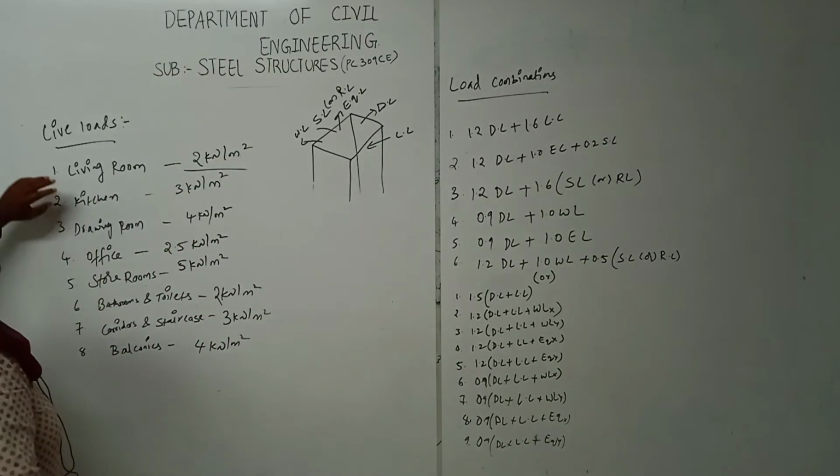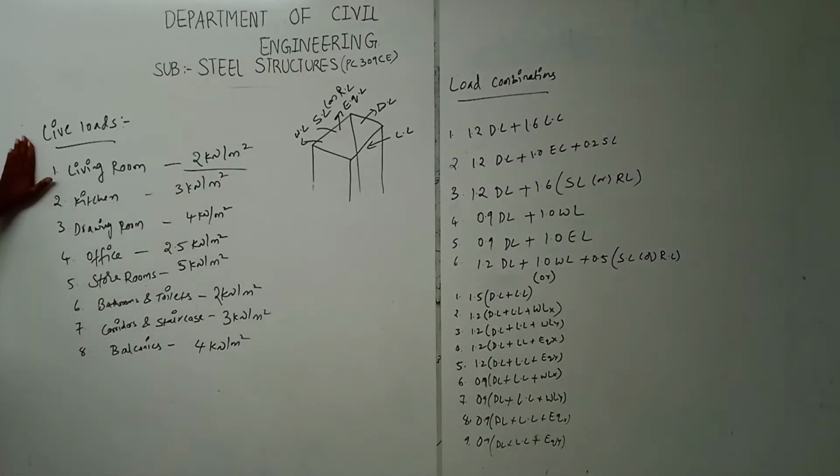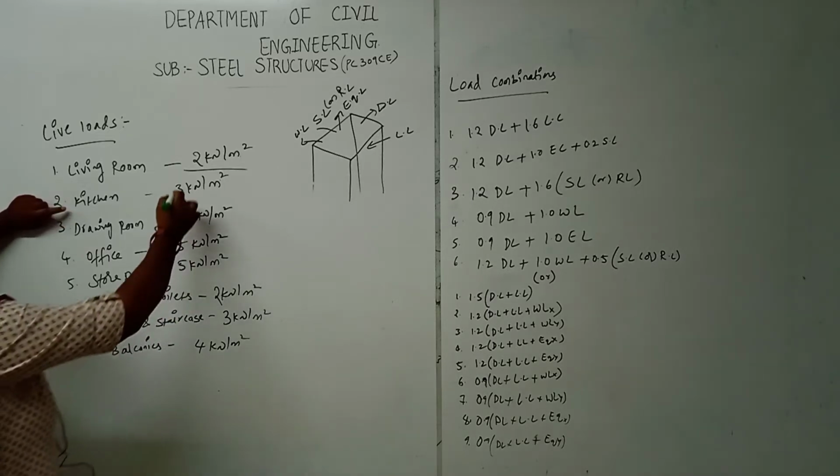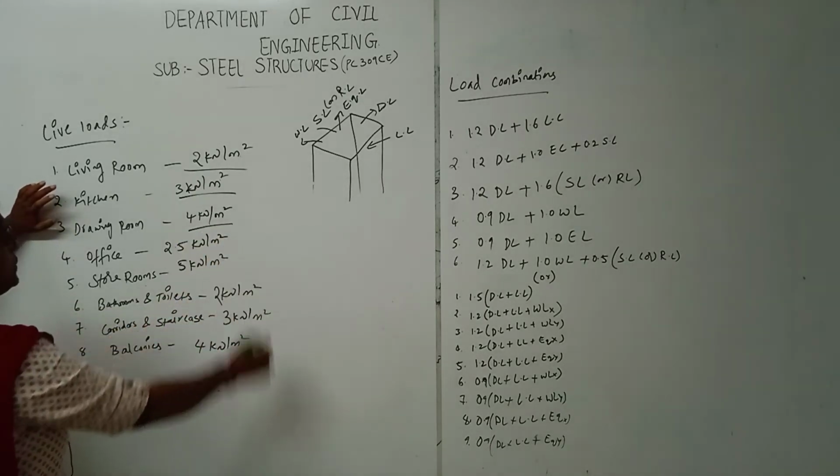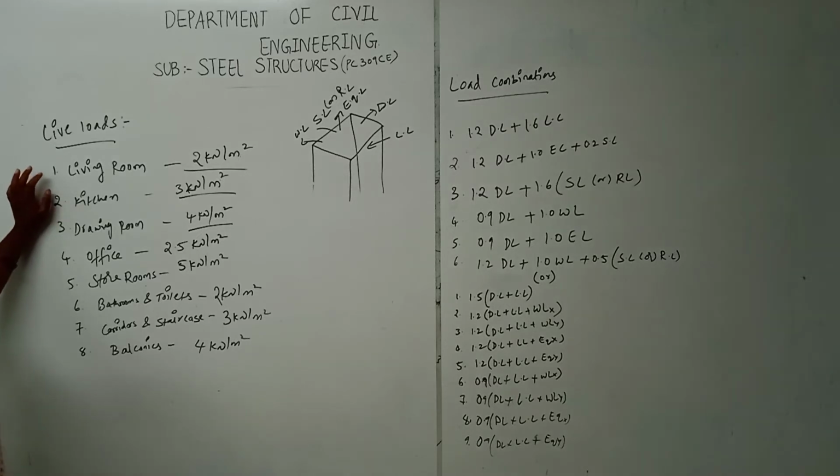So right here you can see all the fixed values, I mean according to the code book, the values you can take for the live loads. First, for a living room you have 2 kilonewton per meter square. For kitchen you have 3 kilonewton per meter square. For drawing room you have 4 kilonewton per meter square. So what is a live load? Live load is human beings, wherever movement occurs. Even our furniture comes under the live load, because whenever we shift it, it also moves accordingly.